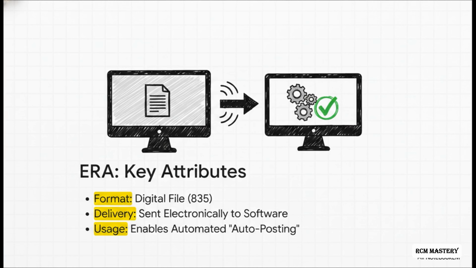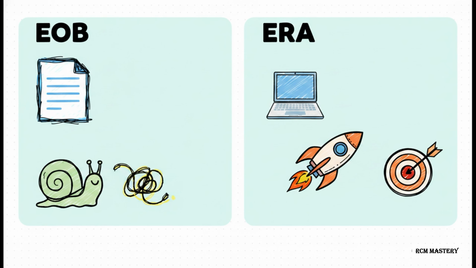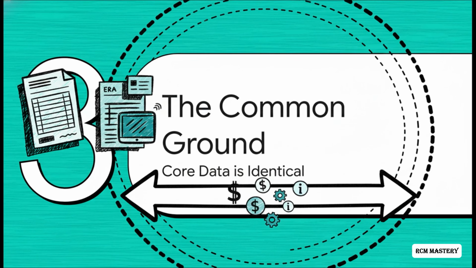No typing required. When you look at them side by side like this, the difference is just so obvious, isn't it? With the paper EOB, you've got this slow, manual process that's just begging for human error. But with the digital ERA, you get fast, accurate, automated posting. That massive contrast in efficiency? Well, that's the whole story right there. But, and this is a really, really important but, despite all of these differences in how they're delivered and processed, the core financial information, the actual data you need, is absolutely identical in both documents.